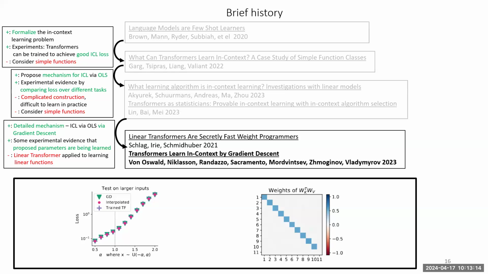And indeed, they showed some experimental evidence that the kind of parameters they predict do seem to match what the transformer learns after you train it. The catch is that here they focus on an even simpler subset of problems, which is the problem of learning linear functions on a simplified architecture known as the linear transformer.